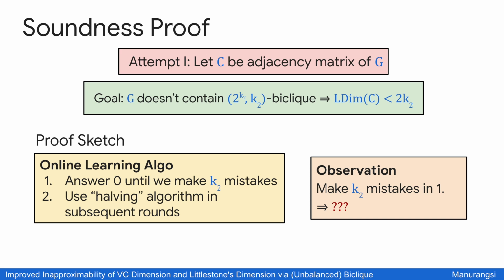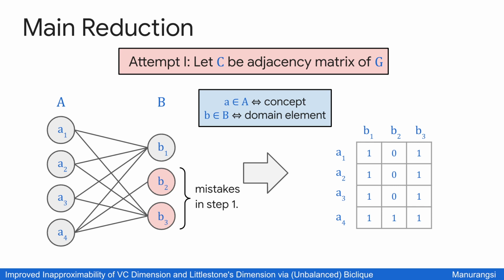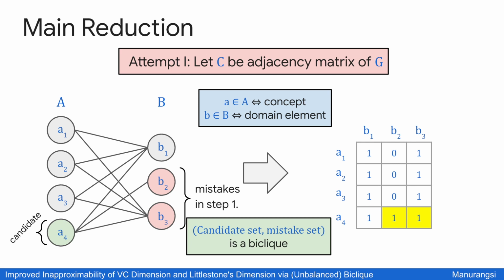So let's think about this for a moment. If we make k2 mistakes in the first stage, since we always predict 0, it means that the true concept class has to predict 1. So what this means is that if we take a look at the graph induced by the set of the remaining candidates and the elements that we make mistakes on in the first stage, then it must induce a biclique. And since we assume that there is no 2 to the k2 by k2 biclique, and we already make k2 mistakes, meaning that there are already k2 elements on the side B in the mistake set, then we have that the candidate set must be of size less than 2 to the k2.